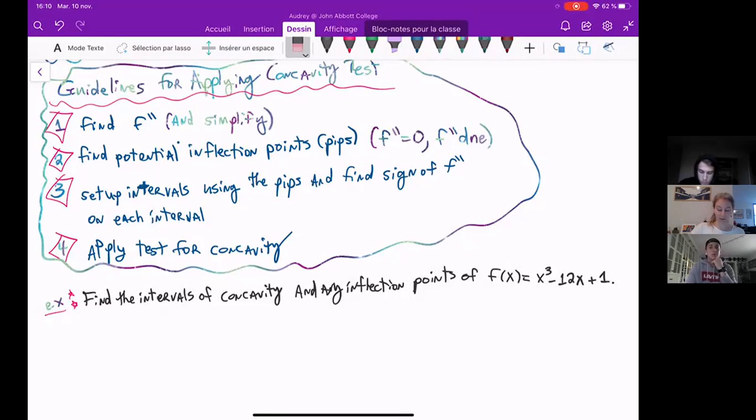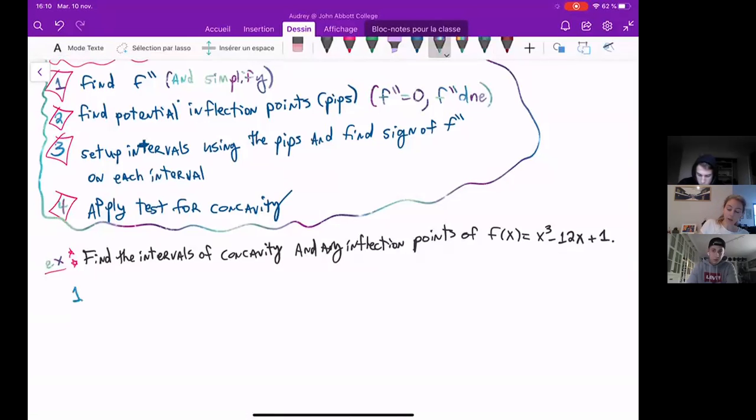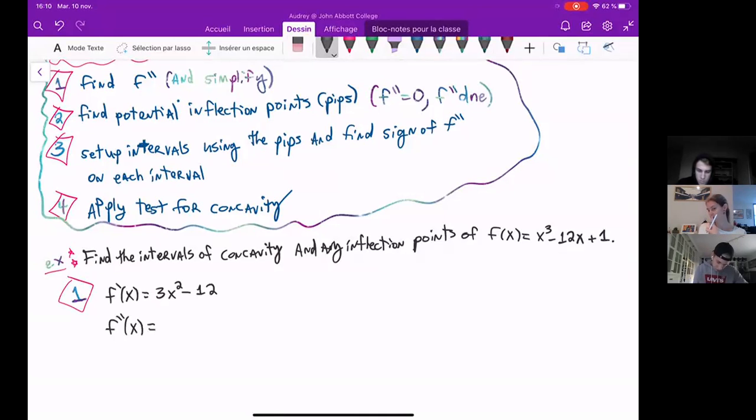Okay, all right, so step one, we want to find and simplify the second derivative. So I'm starting with a really simple function right here so that we can focus on the process and less on simplifying the derivative. The next examples we'll do will be a little bit more challenging in terms of finding the pips. So we're going to start off by f prime of x is equal to 3x squared minus 12. So then f double prime of x is equal to 6x. 6x, not 9. So we have 6x here.